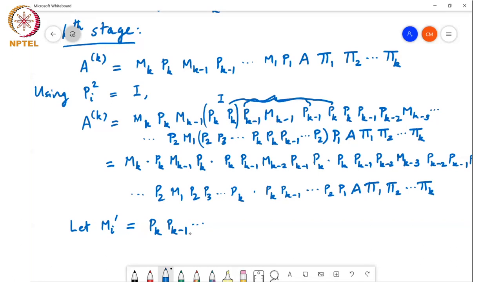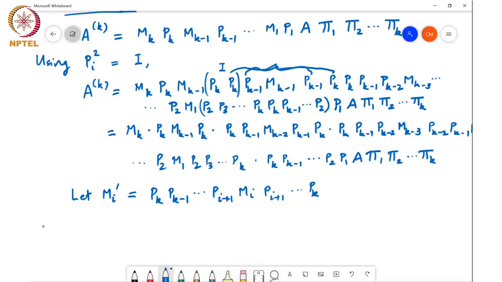Okay, so P_k, P_{k-1} up to P_{i+1} times M_i P_{i+1} up to P_k. So I'll define this to be M_i dash.